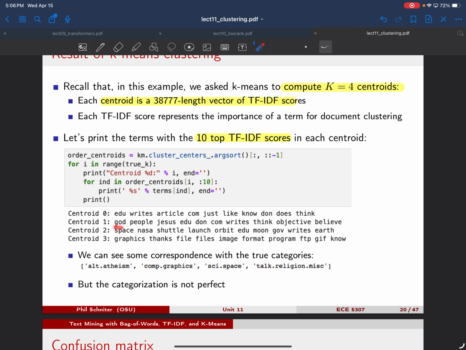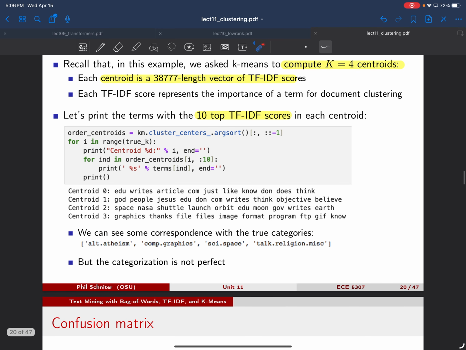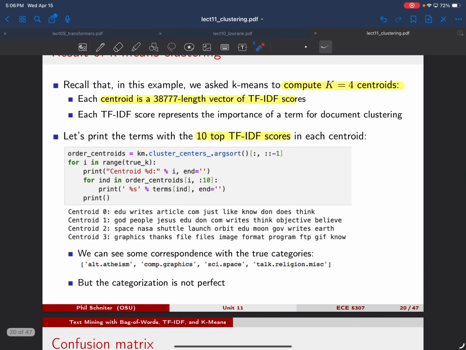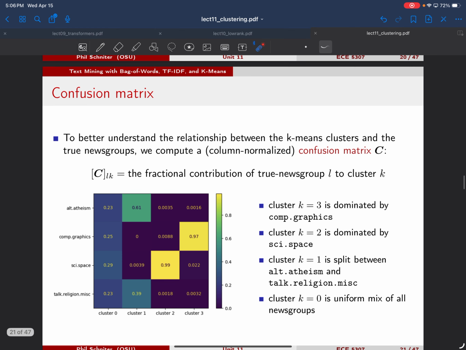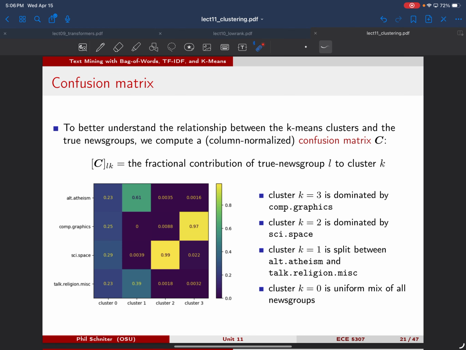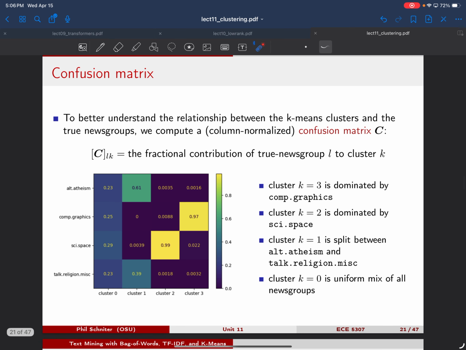Centroid 1, you see some religious terms, which could come from alt atheism or talk religion misc. And centroid 0, it's hard to say what it corresponds to. So this is just looking at things somewhat heuristically. Let's try to get a better idea by computing a confusion matrix, because we actually know where these posts came from. We can compute a confusion matrix similar to what we do in classification, and we'll normalize the columns.